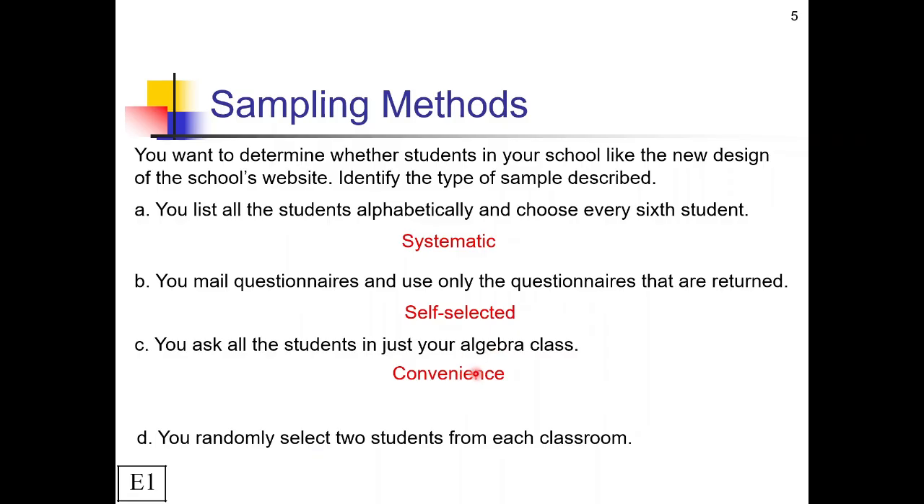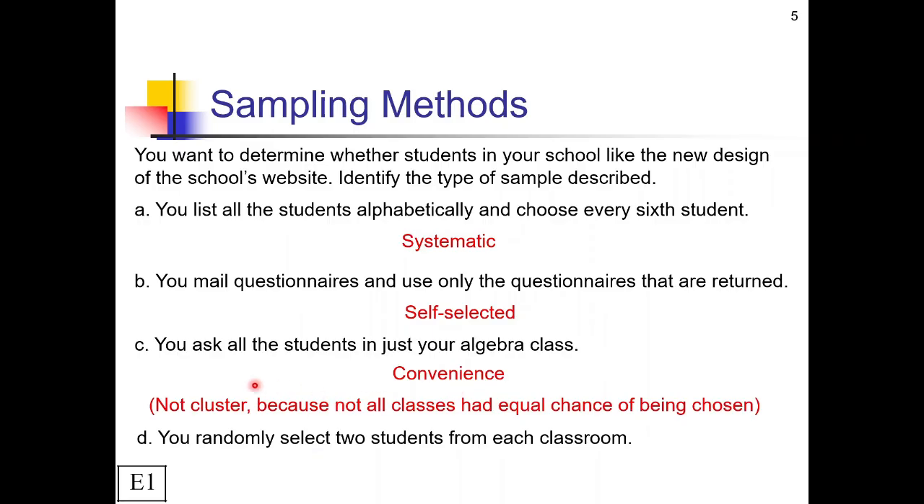Now, you might think because we're including a group in here, namely your algebra class, that this could be considered a cluster sample, but it isn't, because not all the classes had an equal chance of being chosen. It's not like you surveyed your algebra class and also surveyed a bunch of other classes that had an equal chance of being chosen. You just picked yours because it was the closest.